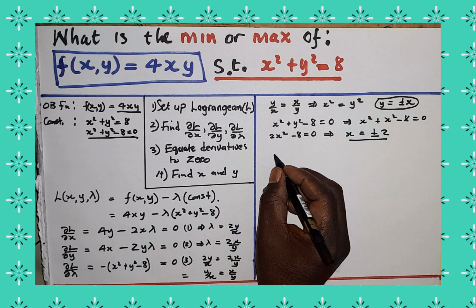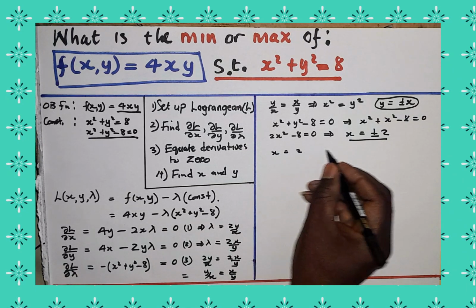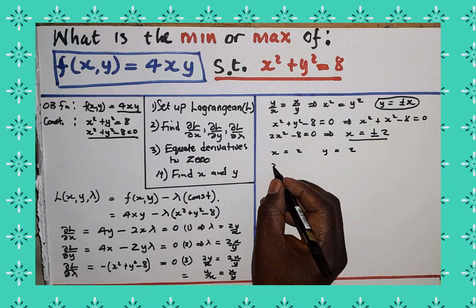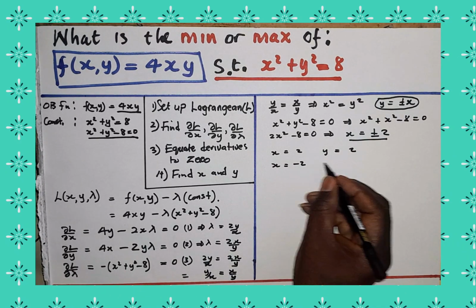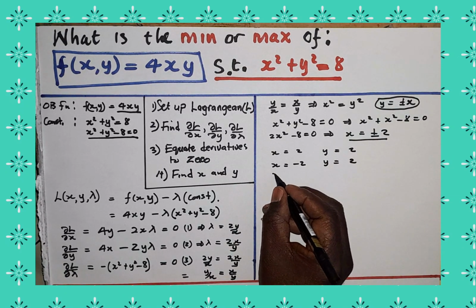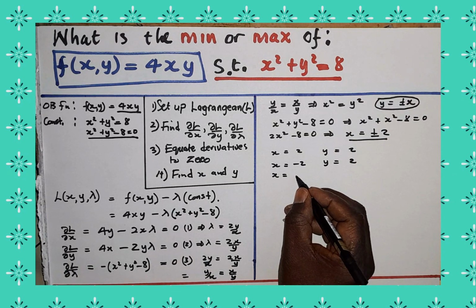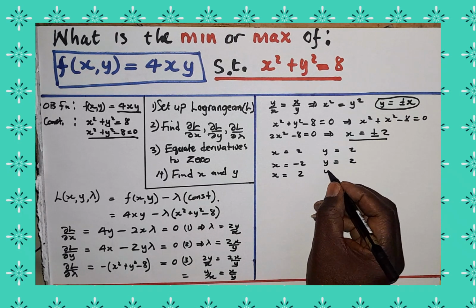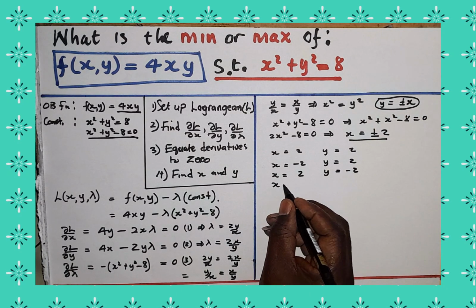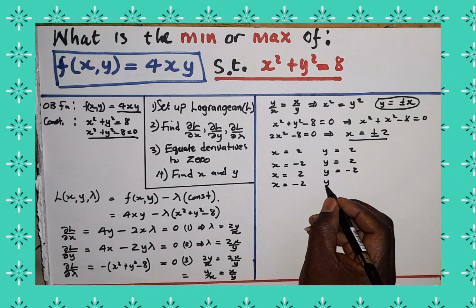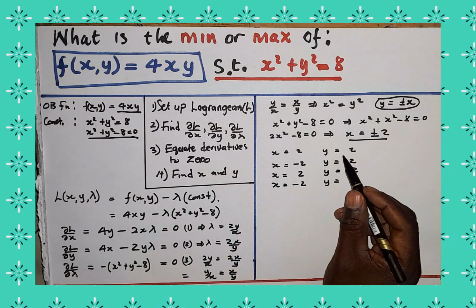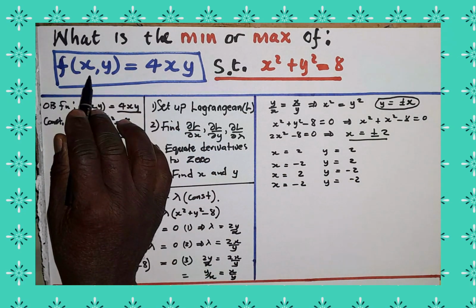We have a scenario where x is equal to 2 and y is equal to 2. Another scenario is where x is equal to minus 2 and y is equal to plus 2. The third scenario is where x is equal to plus 2 and y is equal to minus 2. The fourth and last scenario is where x is equal to minus 2 and y is equal to minus 2. Now, in each of these scenarios, what is the value of our f of xy?